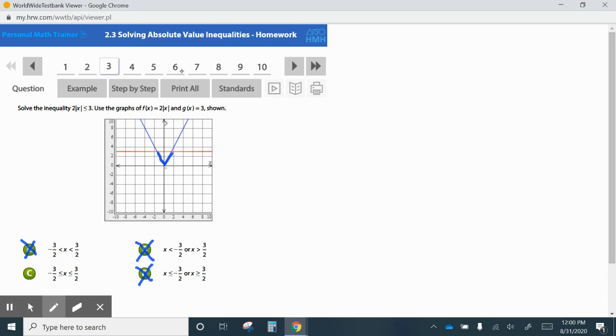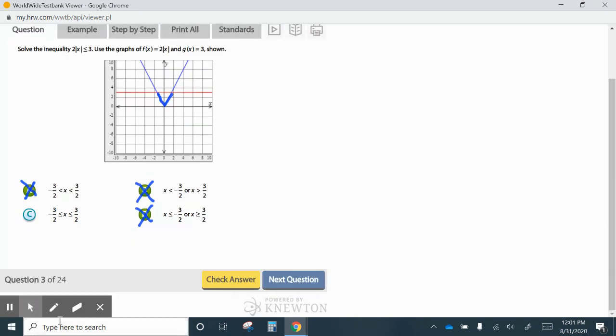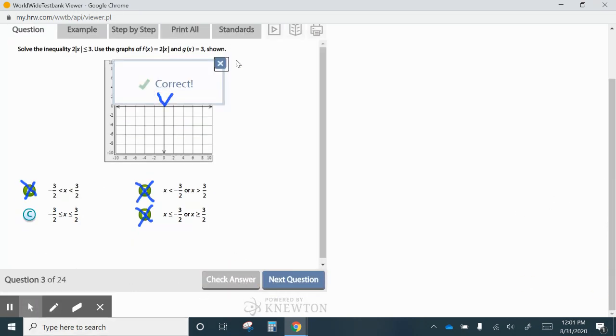And the key here is if they use the less than or equal to, then you know that x is going to be between. All right, but let's check the answer. Mouse pointer. Check. Correct.